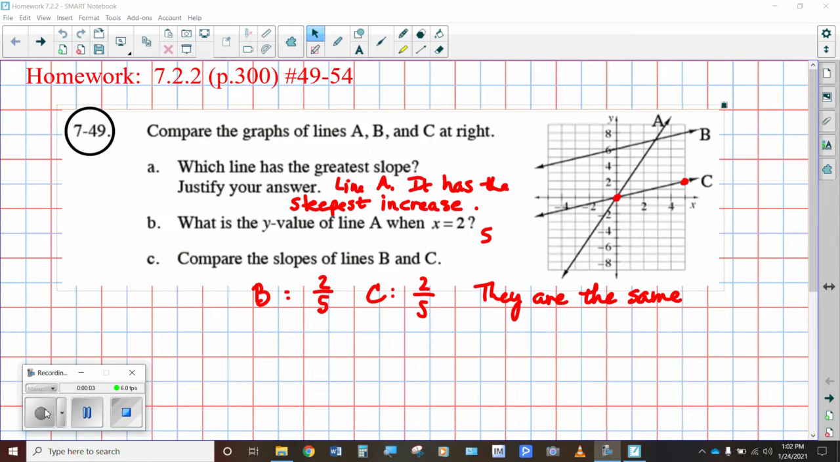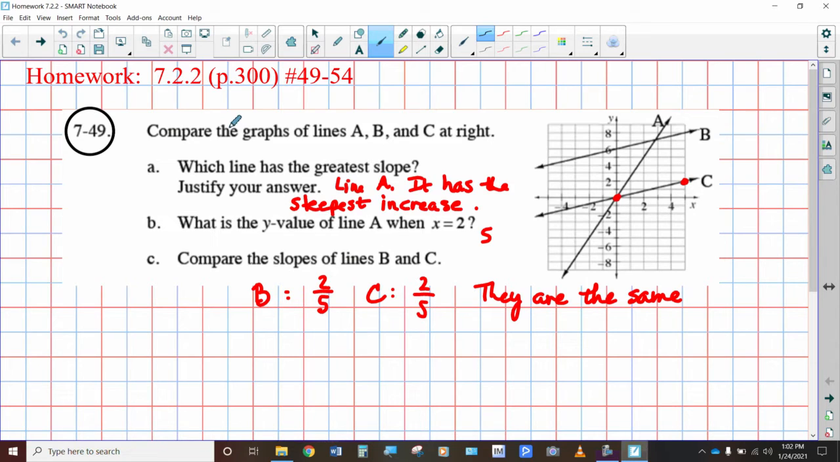All right, let's take a look at our homework for lesson 7.2.2, starting with problem number 49. We've got three lines here. Compare the graphs of lines A, B, and C. Which line has the greatest slope? We're looking for the one that's the steepest. That's the one that increases the most per unit on the x-axis, whatever those units have to be.